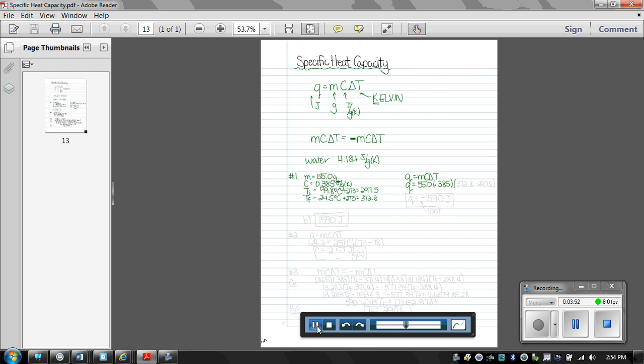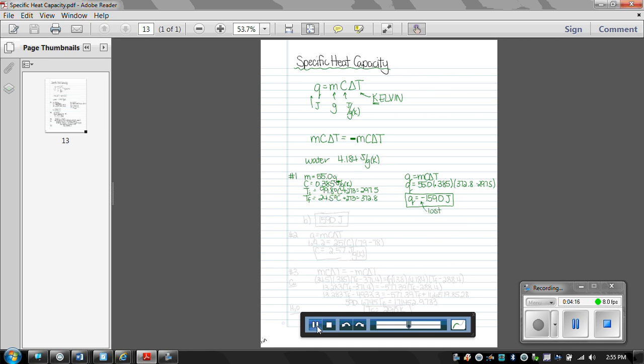And delta T is always final minus initial. So 372.8 minus 297.5. Plug all of that in your calculator and round to 3 significant figures. You're going to get negative 1,590 joules. That's how much heat was lost by the water. That's what this negative is saying, is that it was lost.